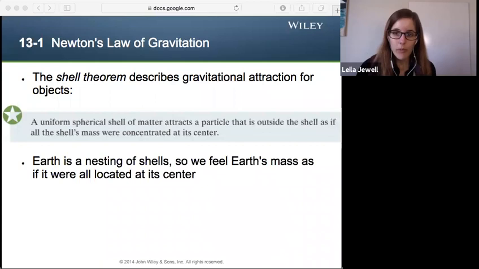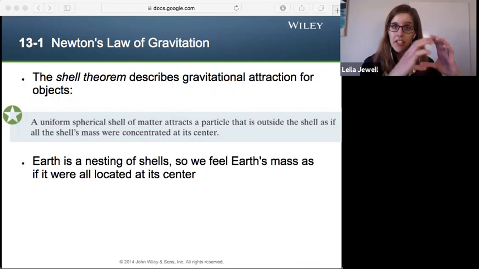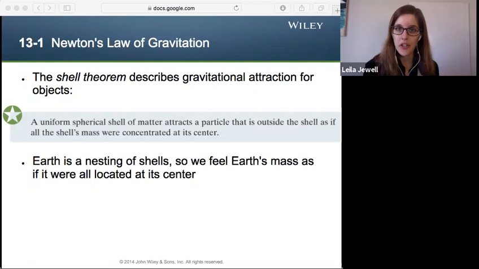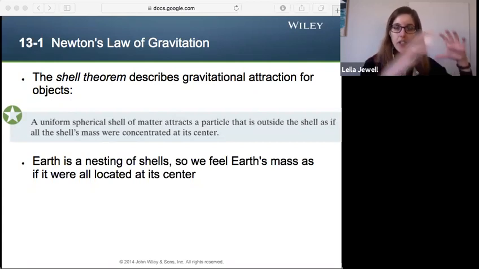All right, one more lesson here is the shell theorem. This describes gravitational attraction for objects. It says that a uniform spherical shell of matter attracts a particle that is outside the shell as if all the shell's mass were concentrated at the center. And we can use this with Earth. We can treat Earth as a nesting of shells, right, where you're just adding another shell, and each of those shells, all the mass of that shell is just concentrated at the center. So it allows us to treat the Earth like a point particle instead of a huge, spacious planet.